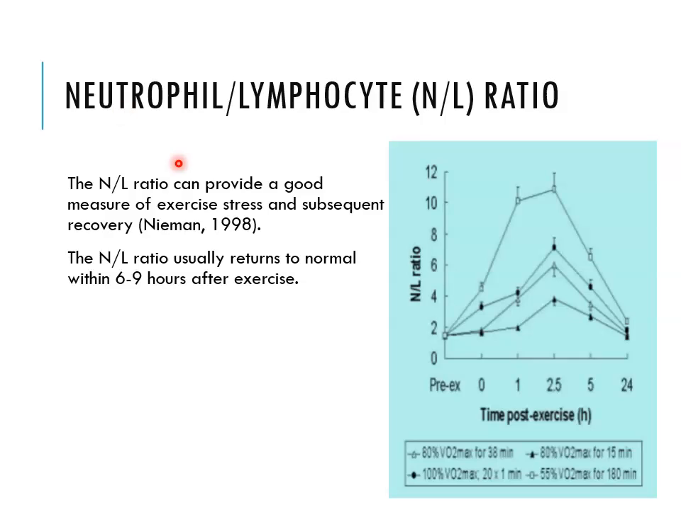Besides the above mentioned parameters, the neutrophil lymphocyte ratio or NL ratio also can provide a good measure of exercise stress and subsequent recovery. The NL ratio usually returns to the normal within 6 to 9 hours after the exercise, but where the exercise has been particularly prolonged and stressful, the NL ratio may take almost 24 hours to reach back to the normal range, or it may still be elevated even after 24 hours of post exercise.